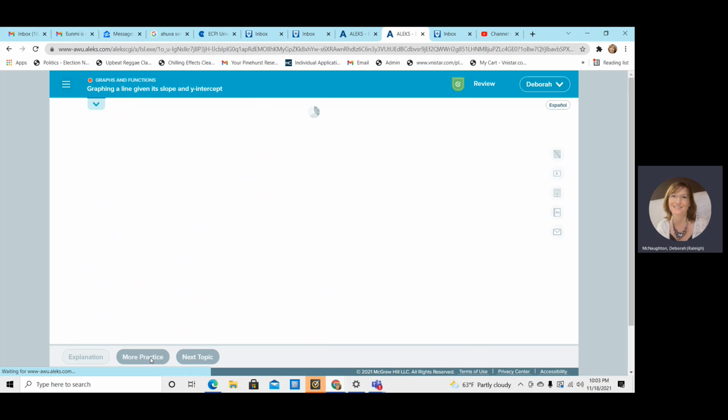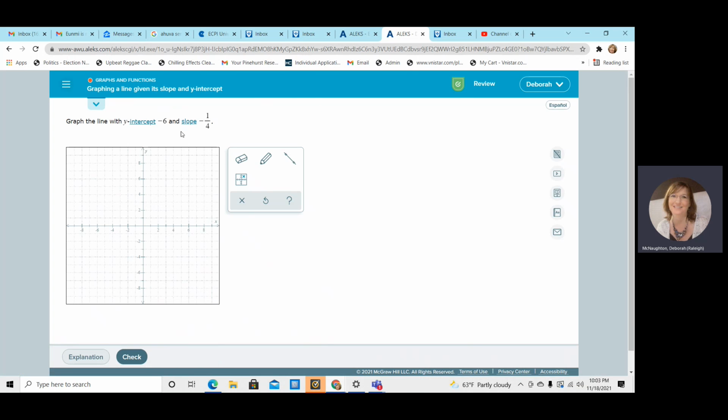Okay, let's do one more, and maybe this time I'll be able to show you that I can do 2 points, but probably not. It's not going to give me enough space. All right, so this time the y-intercept is -6, and then the slope is -1/4. That means I'm going to go down 1 and to the right 4.